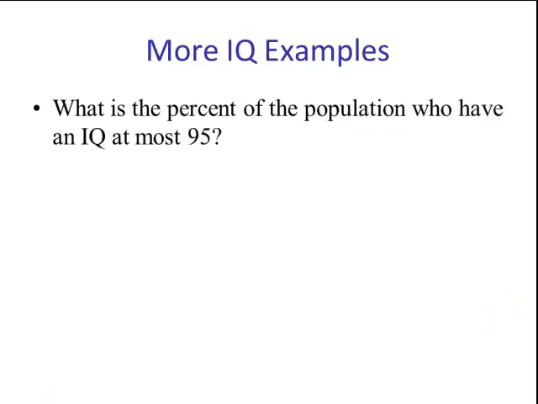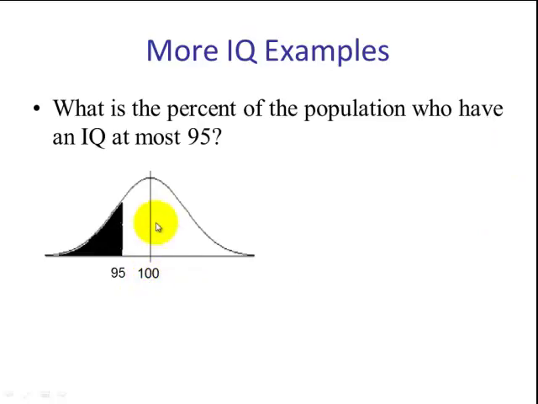Next example, what is the percent of the population who have an IQ score at most 95? At most means less than, so we draw our picture, mean 100 and it's in the middle. 95 is below 100, and we're wanting the area to the left because we want at most, and that means less than. Next step, we change 95 to a z-score.